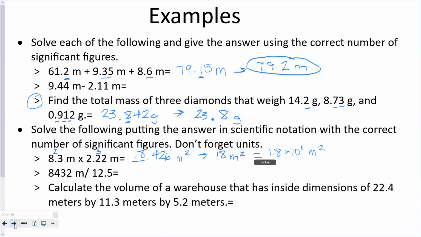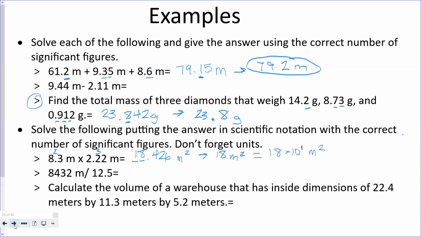So don't be alarmed if you're not seeing what is on your calculator as an answer. Check to see if it is rounded or if it is in scientific notation. That's kind of a common thing that has messed up people in the past. All right, let's look at the next one.